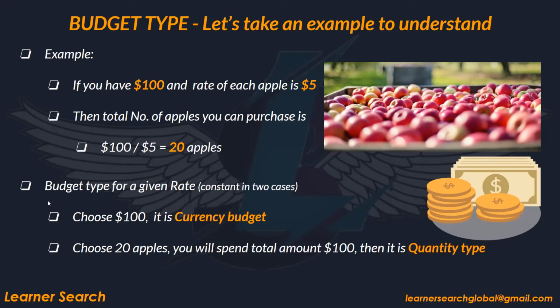From this example, what is the budget type we can choose? Budget type for a given rate, when you choose $100, that is a currency budget. So in this transaction, if you choose $100, it is currency budget, and if you choose 20 apples for the same given rate, you're going to spend $100, which is the same. So we can say these 20 apples are a quantity type. So currency budget and quantity type are two types of budget types.